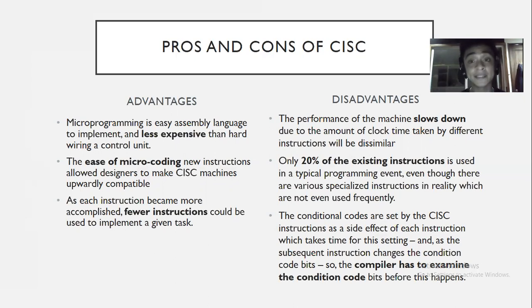However, they have disadvantages. The performance of the machine slows down due to the amount of clock time taken by different instructions, which will be dissimilar. So again, one line of instruction does take a longer time, and after each execution of a command, it does reset the register. Meaning, if you're going to recall that kind of data again from the main memory, you're going to have to store it again in the register, since the compiler or the microprocessor will refresh or erase all the data in the register after each instruction or after each command.